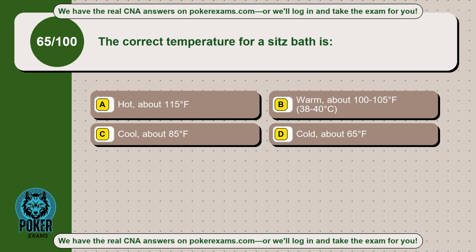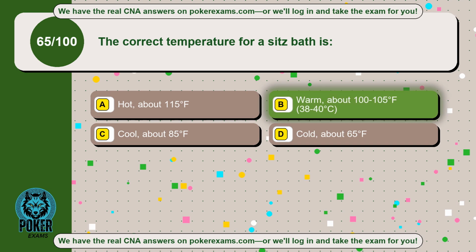Question 65. The correct temperature for a sitz bath is: Option A, hot, about 115 degrees Fahrenheit. Option B, warm, about 100 to 105 degrees Fahrenheit, 38 to 40 degrees Celsius. Option C, cool, about 85 degrees Fahrenheit. Option D, cold, about 65 degrees Fahrenheit.